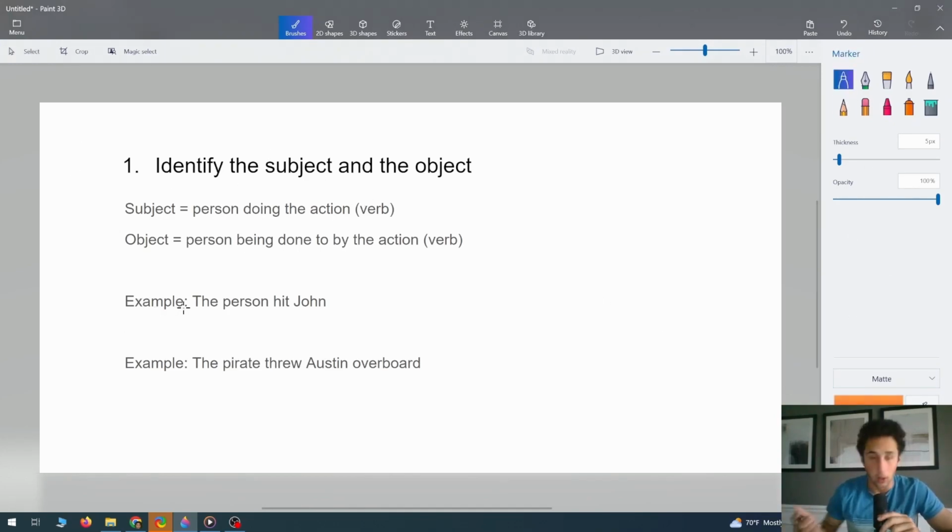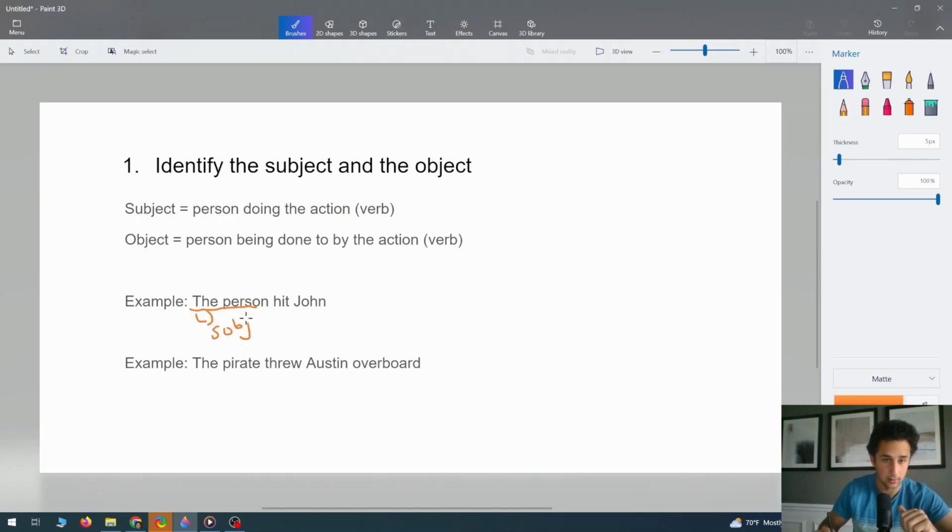For example, the person hit John, right? So in this sentence, let's first identify who's doing the action and who's being done to by the action. The person hit, right? So the person is doing the action, which is hit. So we can say that the person is the subject of the sentence. And who's the person being done to by the action? Well, the person hit John. So John, in this case, is the object of the sentence.